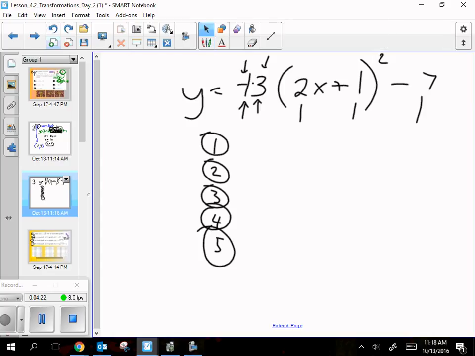Give it a try. See if you can get the order right. Pause while you do that.